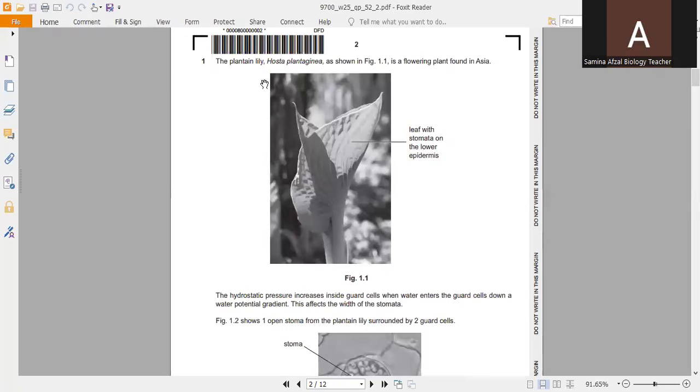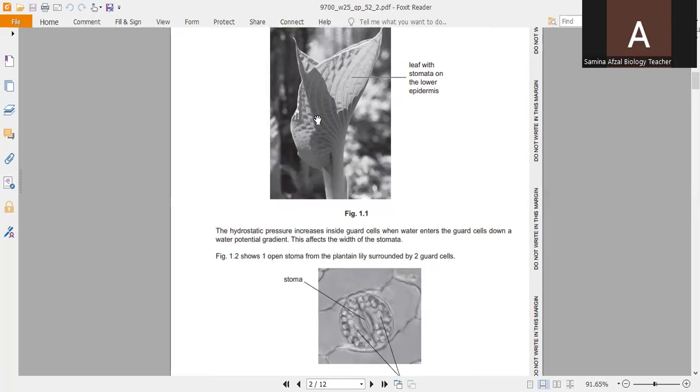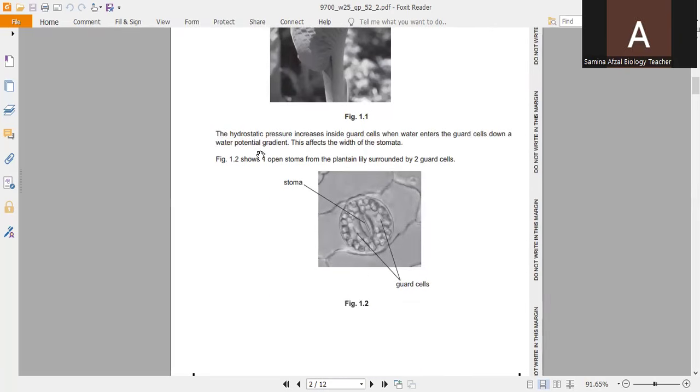The plantain lily, Hosta plantaginea, as shown in figure 1.1, is a flowering plant found in Asia. Leaf with stomata on the lower epidermis. The hydrostatic pressure increases inside guard cells when water enters the guard cells down a water potential gradient. So this affects the width of the stomata. Figure 1.2 shows one open stoma from the plantain lily surrounded by two guard cells. You can see it in figure 1.2.